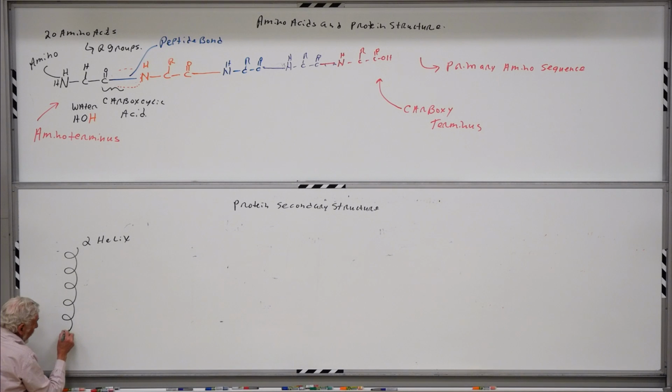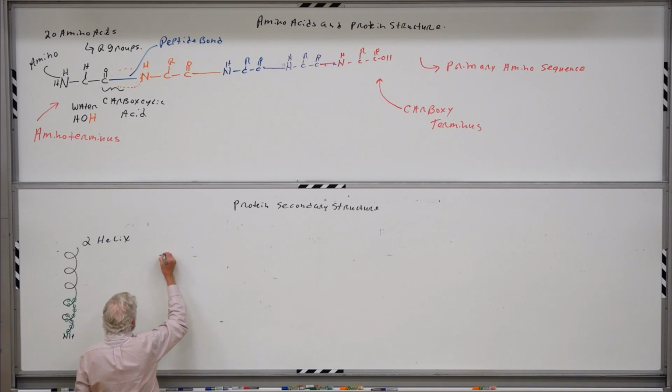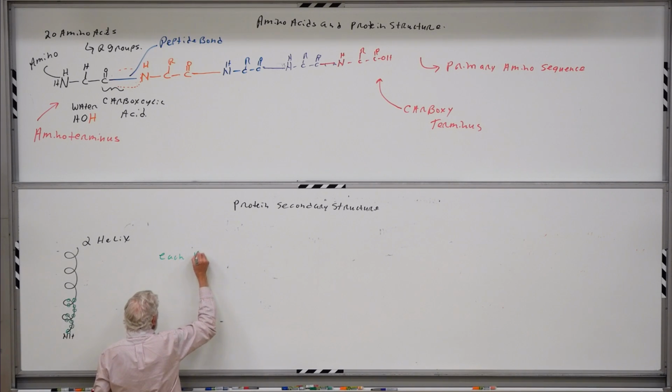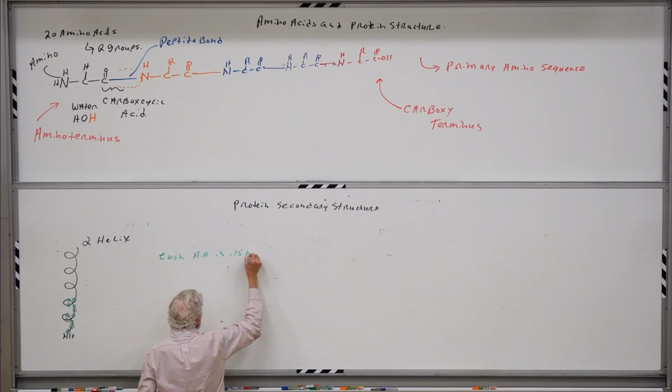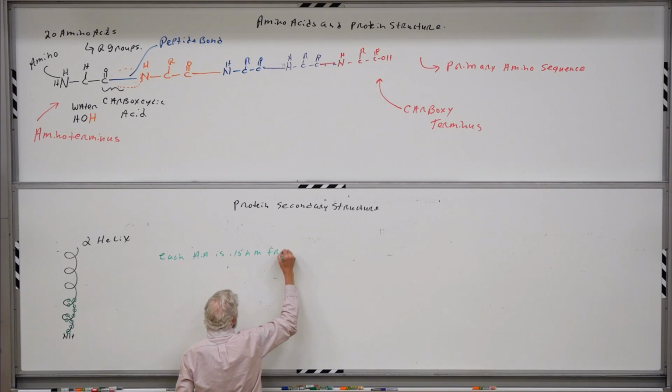So within the spiral, and I'm going to put circles here to represent the amino acids. So there's 1, 2, 3, 4, 5, 6, 7, 8, 9, 10, 11. Now, don't memorize these numbers, but I need the numbers to walk through with you how these are oriented. So that each amino acid is 0.15 nanometers from each of its neighbors.